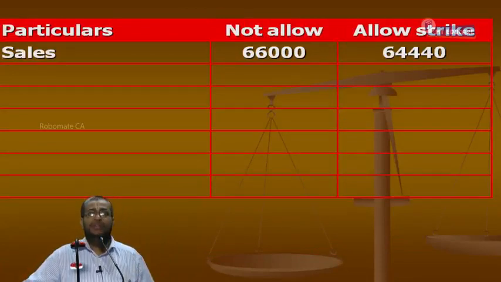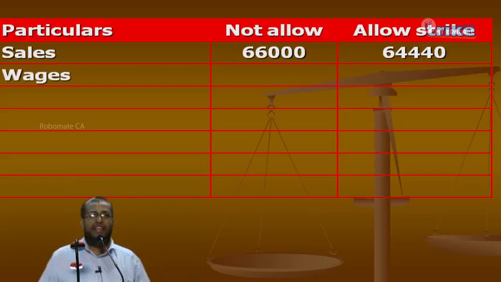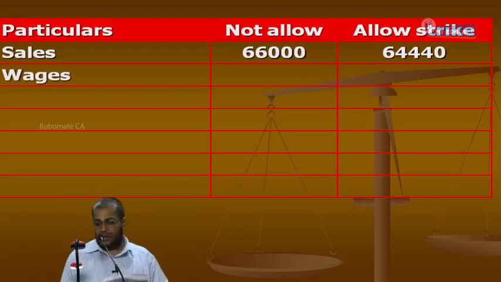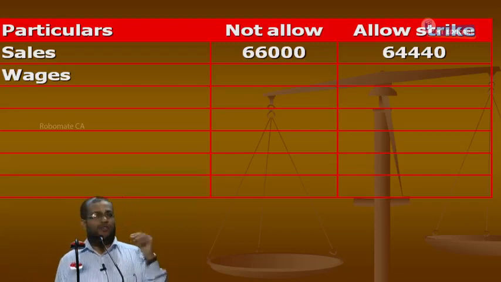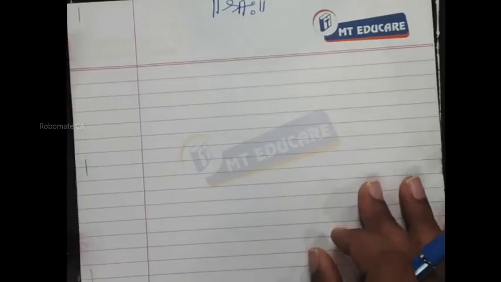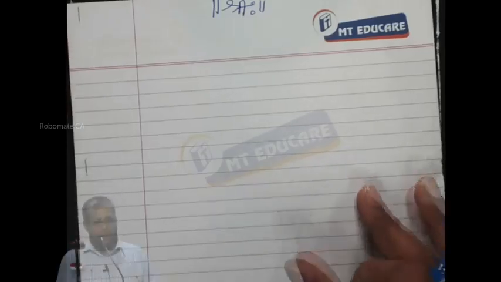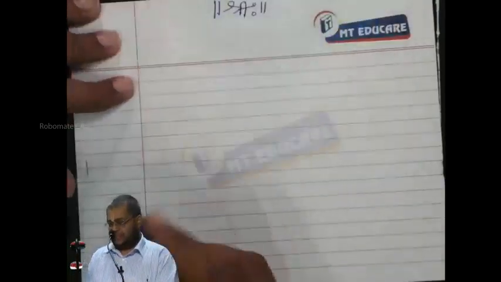Now, from this, you have to start reducing cost one by one. First is wages. Now, please leave around 8 or 9 line space to complete this table. And let us start with the working note. First write working note number 1, wages.